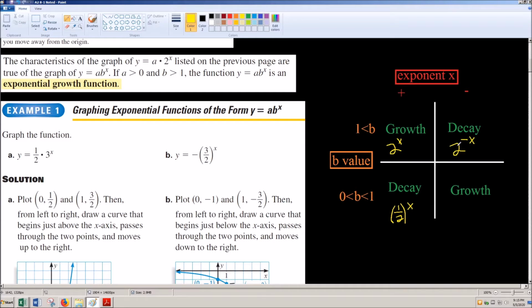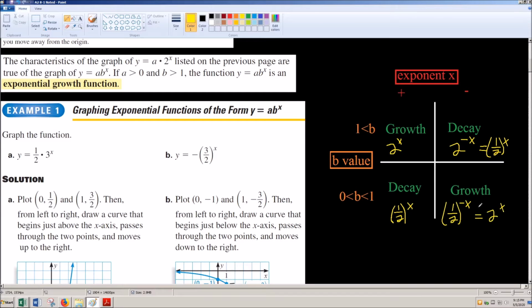The reason being is this is like saying 2 raised to the negative 1 raised to the x. 2 raised to the negative 1 is 1/2 to the x. So here we see this decay function, and here's our example, 1/2 to the x. B value between 0 and 1 raised to a positive exponent. This is decay. For our growth example, we'd have 1/2 raised to the negative x. Again, if I had 1 divided by, and then I'm going to say 1/2, that's like saying 2. So this is 2 to the x.